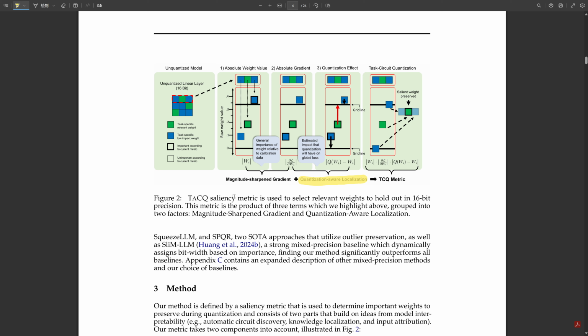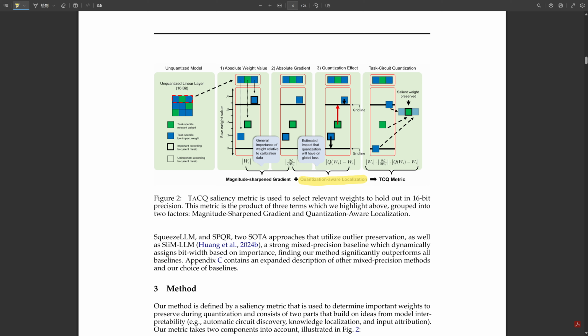So how are QAL and MSG combined in the final TaCQ saliency score? It's actually the product of all the components we discussed. So the final score is like weight value times gradient times (original weight minus quantized weight). Okay, so it multiplies the general importance, the MSG part, with the quantization sensitivity, the QAL part. It's looking for weights that score high on both counts. Precisely. Those are the weights TaCQ flags as most critical to keep at higher precision.